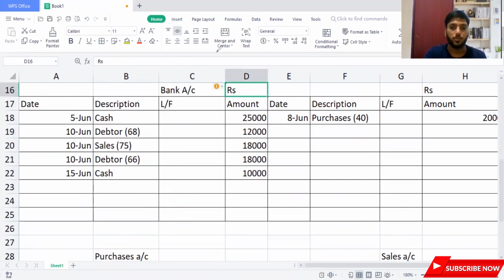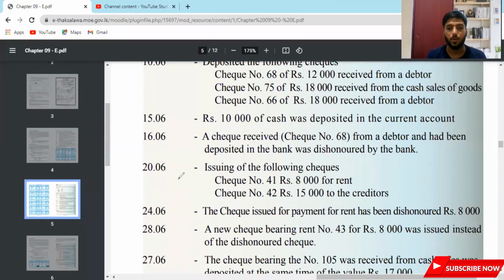Now move on to the next adjustment of the sum. It says that a check received, check number 68 from a debtor and deposited in the bank, was dishonored by the bank. What does dishonored mean? Dishonored means the amount they deposited has not actually been there in the debtor's account. So whenever you take the check and pass it on, if there's no money in the debtor's account, you need to do the same thing you did in the opposite way. Normally when a debtor pays, the debtor's account decreases and the bank account increases. The opposite way, the bank account decreases and the debtor's account increases. Easy as that.